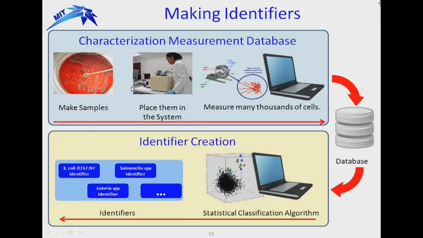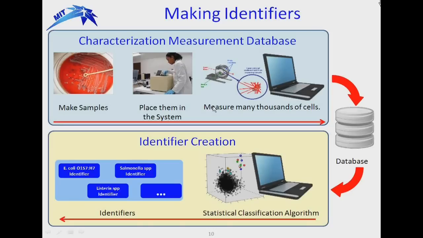Going into the details of the identifiers is beyond the scope of this presentation, and beyond that, as you can imagine, the details are very proprietary. Identifiers are the essential product of MIT. They give the MIT-1000 the ability to discriminate one microbe type from another. Identifiers are made by us at MIT. They are built out of an analysis of light scattering data in a large database of characterization measurements we have made and continue to make.